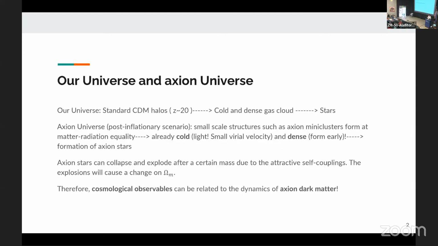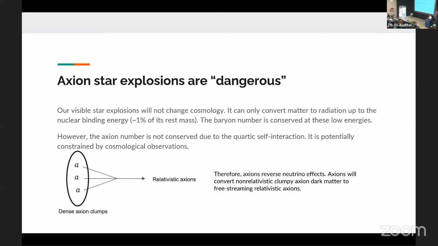And then axion stars, pretty much like our normal stars, will collapse and explode after a certain critical mass due to their attractive self-couplings. And those explosions will cause a change in omega matter. Therefore, if we have all the cosmological observations, it can actually be related to the dynamics of axion dark matter. And this is actually the real message I'm trying to deliver here, and I want you to take home with this. And it's actually quite different from our normal star explosions.